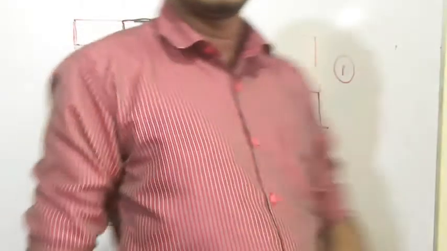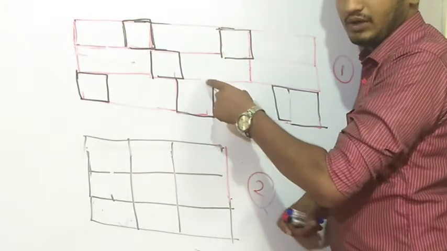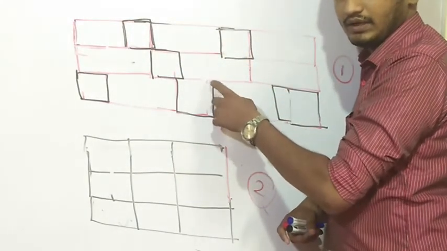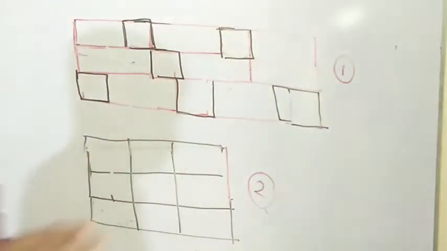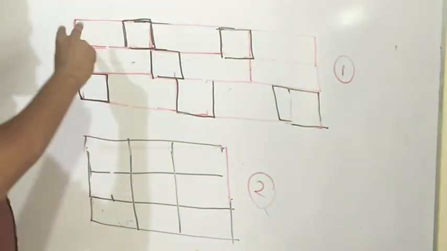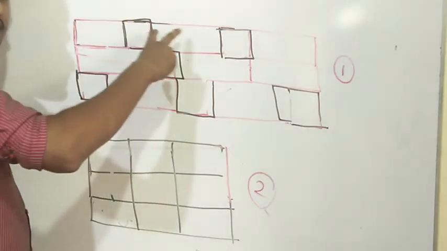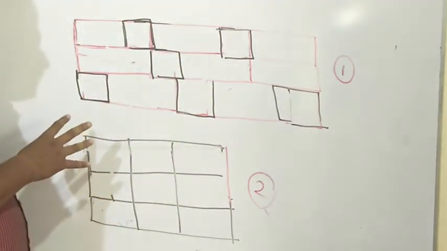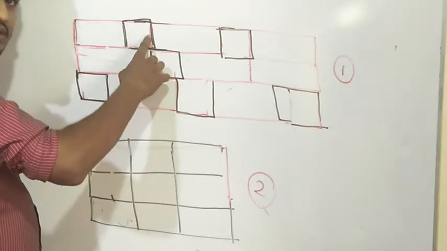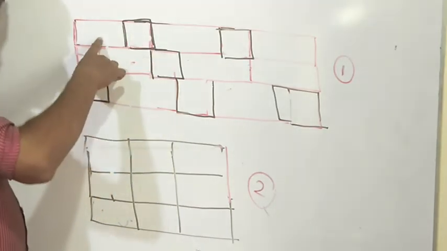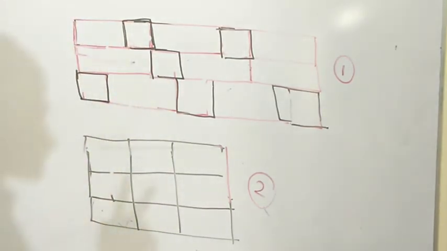What features do you observe in this design, the one I am pointing to now? You can see that two different shapes have been used to create this design. One shape is the rectangle, one shape is the square. So you can see two different figures are there.